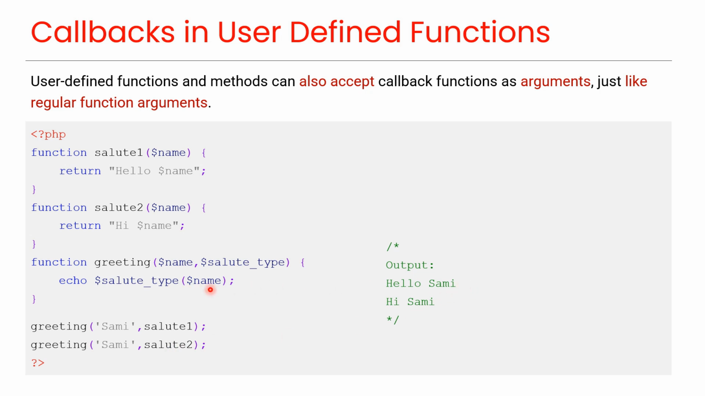Note that this statement is calling these two functions depending on which function is received as a callback for this argument. So, the output is shown accordingly. This was all about PHP callback functions.